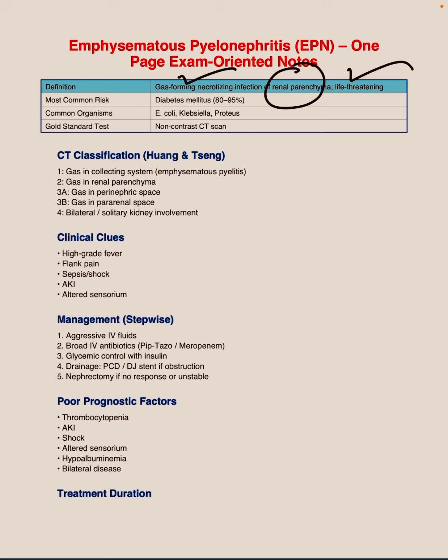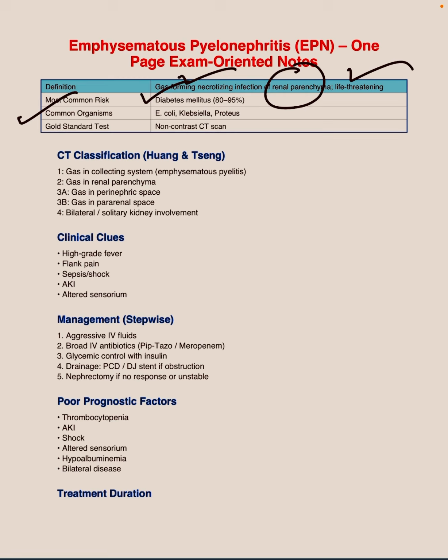What are the risk factors of emphysematous pyelonephritis? The most common risk factor is diabetes mellitus, 80 to 95% of all cases. Next one is obstructive uropathy. It may be due to stone, stricture, etc. What are the other common risk factors? That is immunosuppression, female sex, neurogenic bladder, and CKD, which increase mortality.